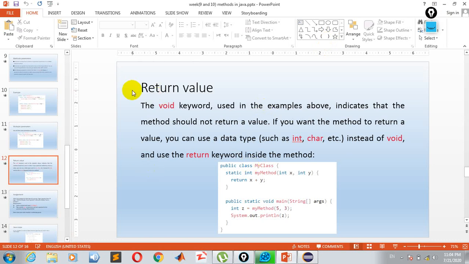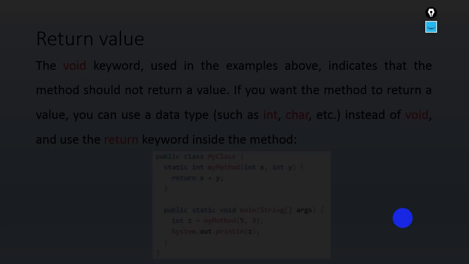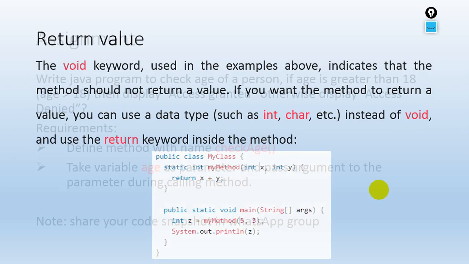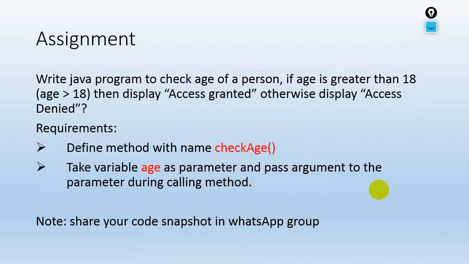Next, we have an assignment for you. In the assignment, write a Java program to check the age of a person. If age is greater than 18, then display access granted, otherwise display access denied.